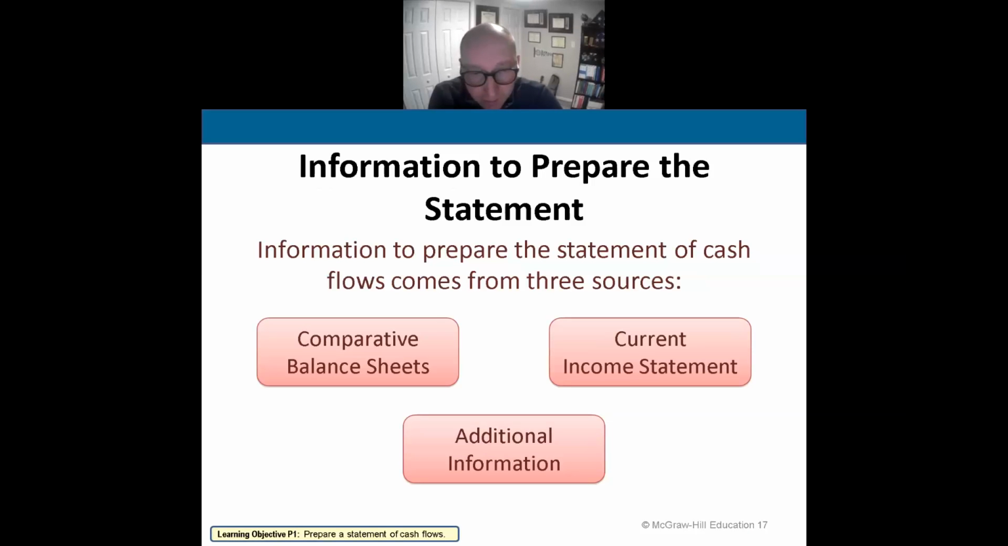To prepare the statement of cash flows, we also need to look at balance sheets, income statement, and any other additional information that might help us to prepare the statement of cash flows.